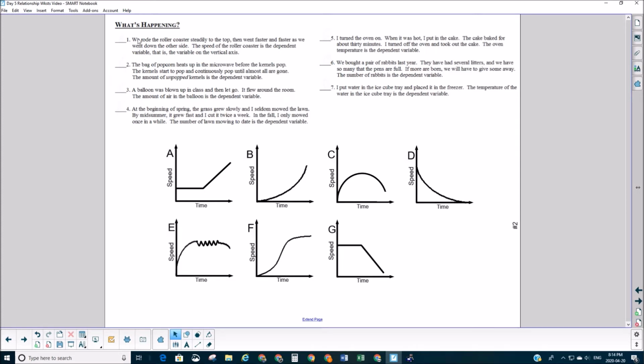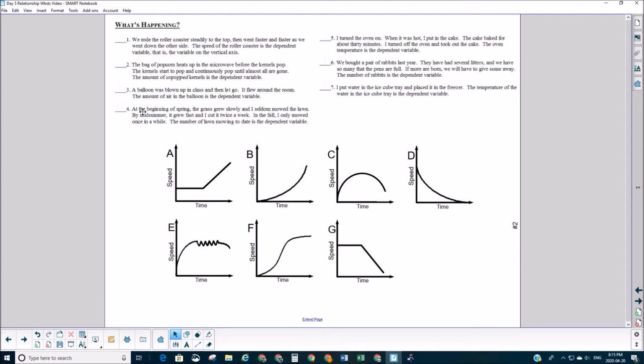And then you're going to read this again. We rode the roller coaster steadily to the top, then went faster and faster as we went down the other side, and speed is the dependent variable. So you're going to look at these and make a pick of what graph it is. Maybe you think it's E, so you might write that down. And then you're going to go on to number 2.